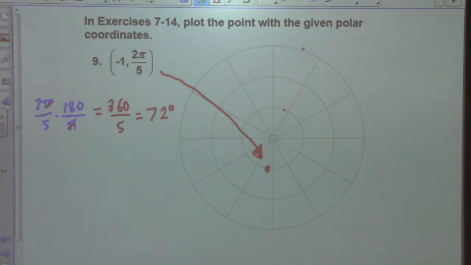But wait a second, I got it wrong. It's going to be over here. So you have 1 over here. So if it's 1, your answer would be right here. But a radius of -1 means you go the other way 1. So then how come? Never mind.